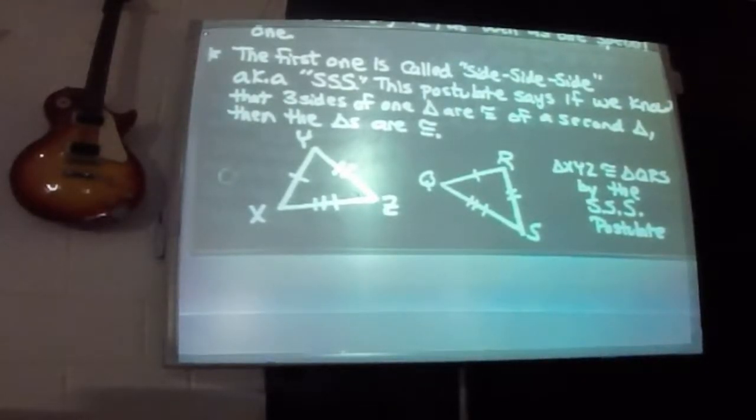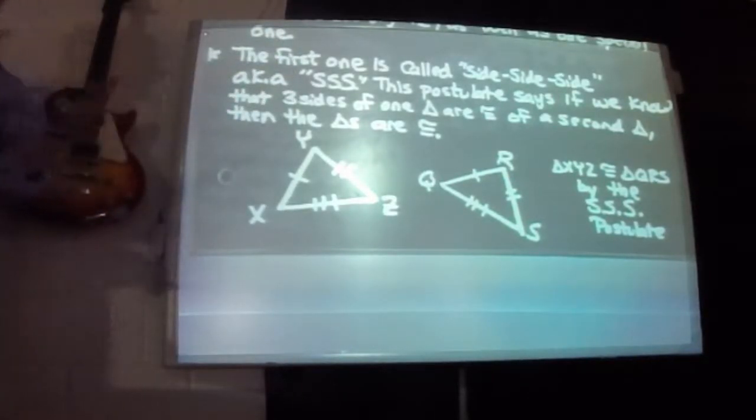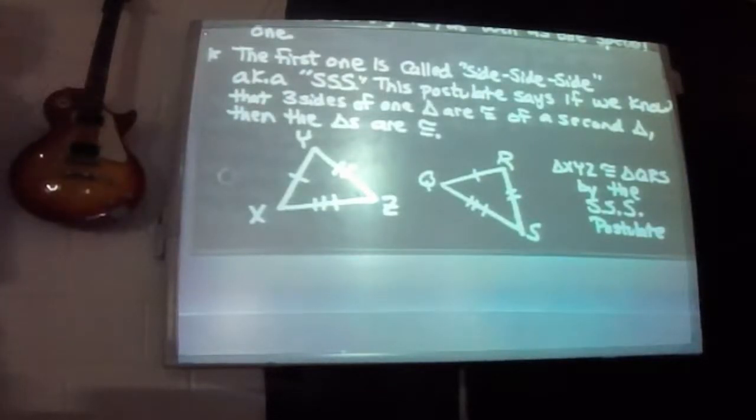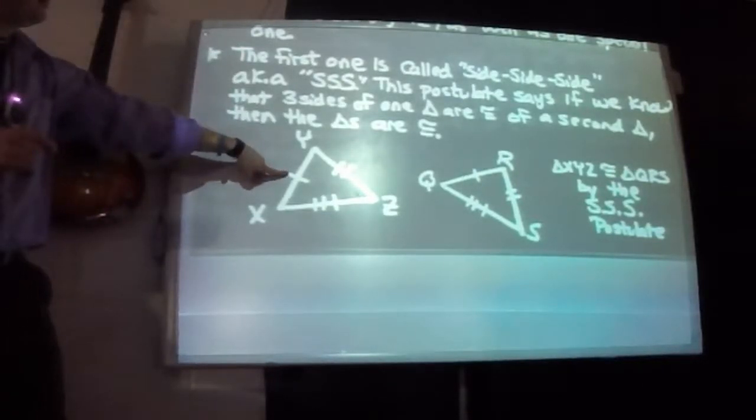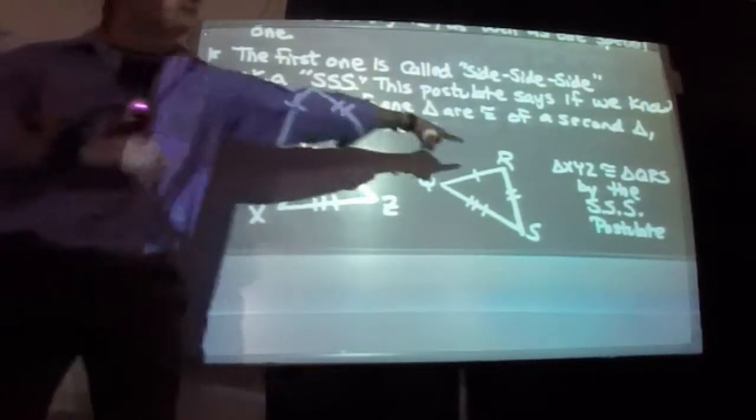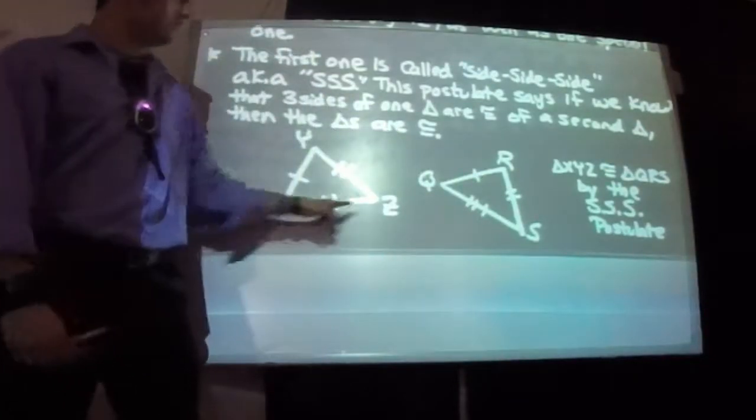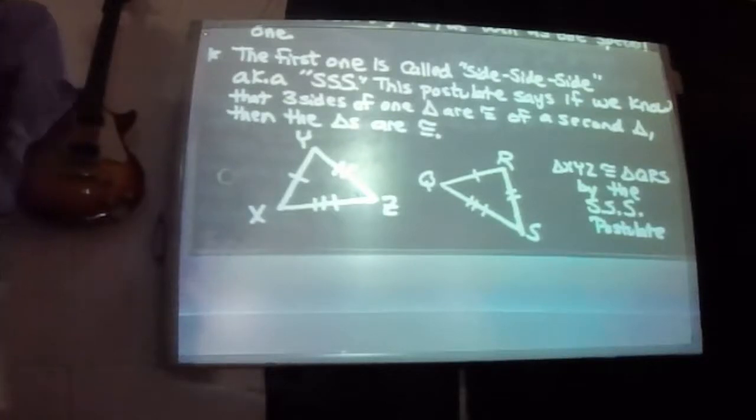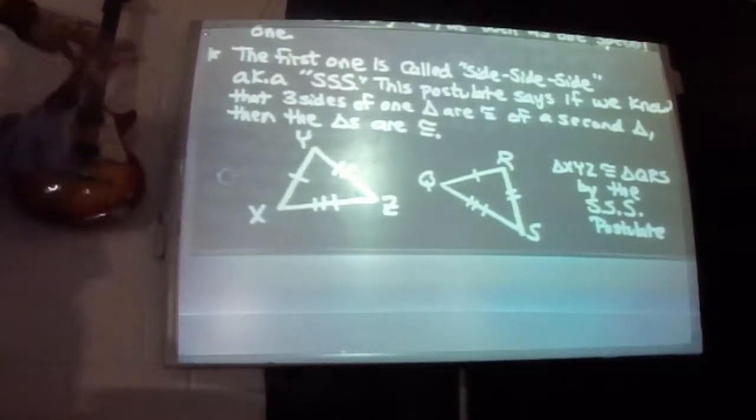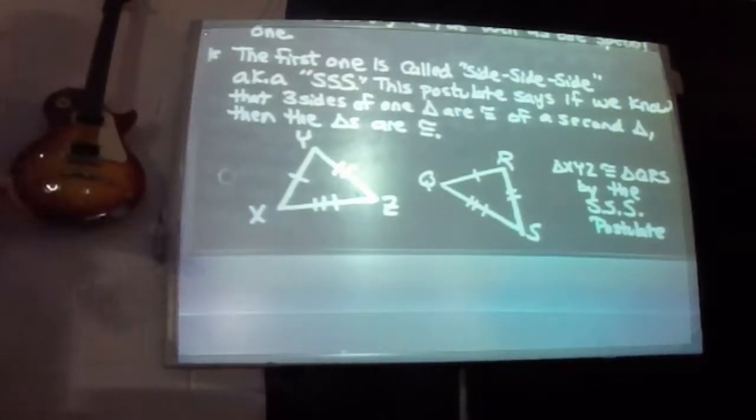The first one is called side, side, side, and sometimes we'll just shorten that to SSS. What it means is if you're looking at two triangles and you know you've got three congruent sides in this one to this one, so this one is congruent to this one, and this one to this one, three sides in one are congruent to three sides in another, then that triangle is congruent to the other triangle every single time. That's what the SSS postulate means. I've got two triangles, and I know three sides from this one are congruent to three sides from that one, so those triangles are congruent.